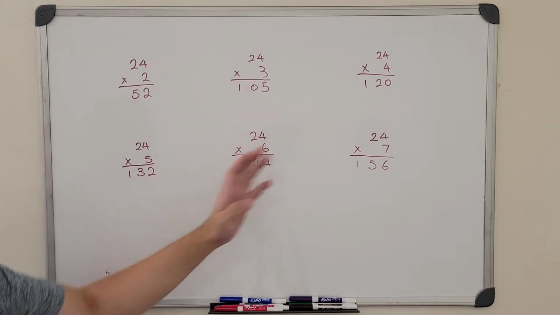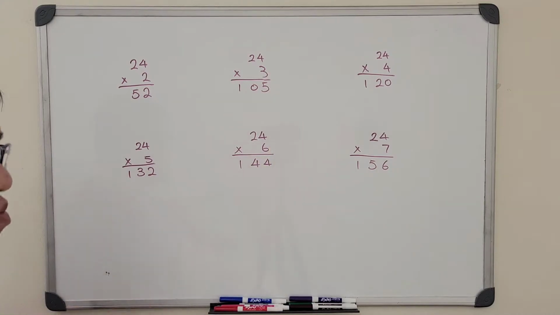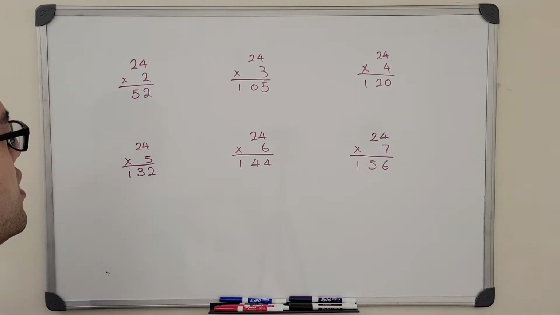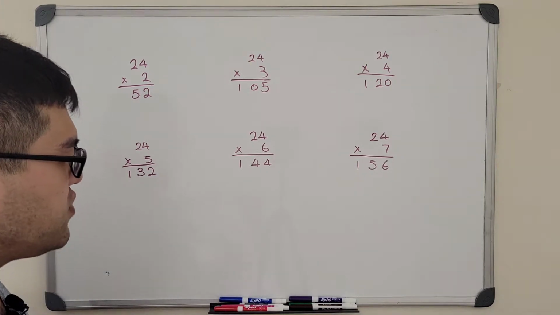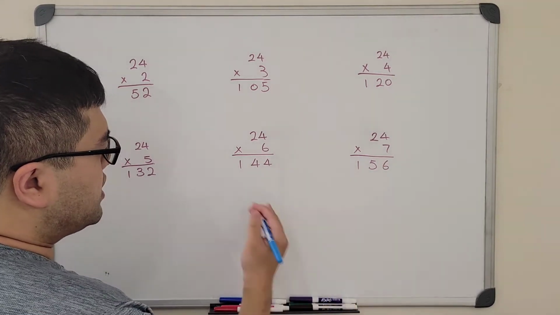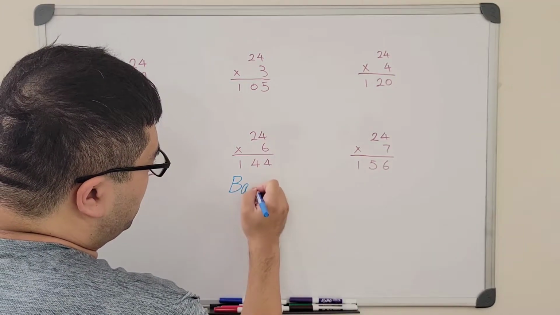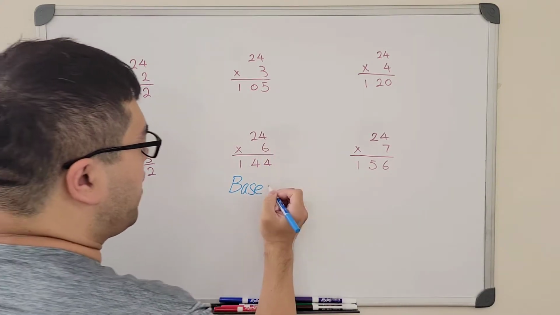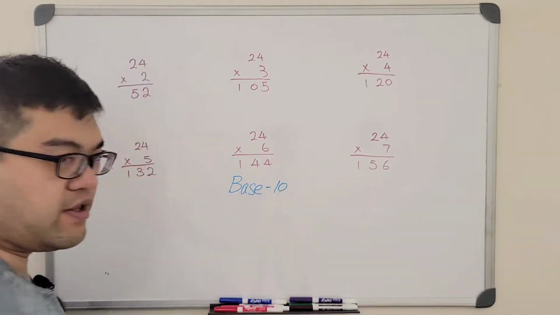So first, let's take a look at all these 6 modifications. One of them is actually a regular multiplication that we already know, which is the one here. We know that 24 times 6 is 144, right? This is a regular multiplication, meaning that all the numbers are in our common base, or base 10.